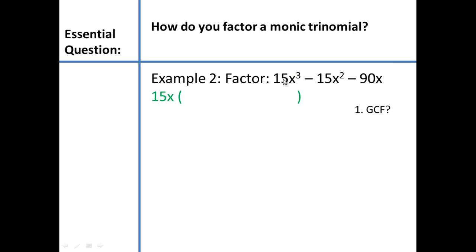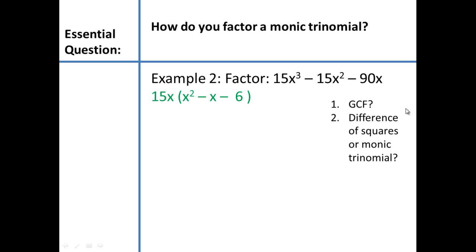There are many ways of finding the remaining terms inside the parentheses. One way is you take the original expression and you divide it by your GCF. So if you divide 15x cubed by 15x, you have x squared. If you take 15x squared divided by 15x, you have x. And if you take 90x divided by 15x, you get 6.